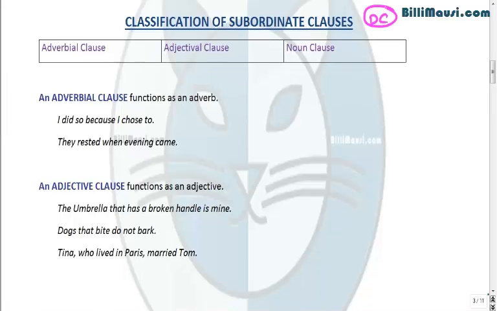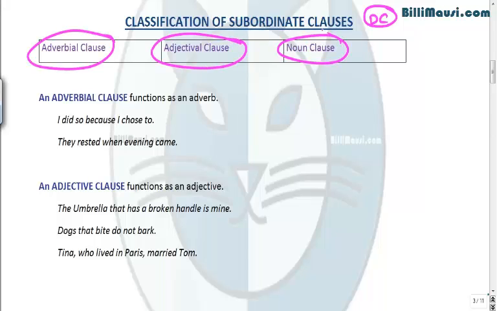Now subordinate clauses are further classified as adverbial clause, adjectival clause and noun clause. In this video, we'll try and understand the difference between adverbial clause, adjectival clause and noun clause. Let's begin with the first, an adverbial clause. An adverbial clause functions as an adverb.